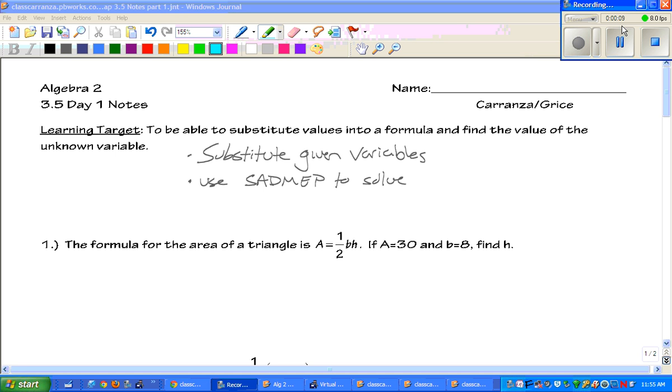Today our learning target is to be able to substitute values into a formula and find the value of unknown variables. So what we're going to be doing today is substitute given variables, and we're also going to be using SADMAP to help us solve. So I hope you guys are ready to get started.